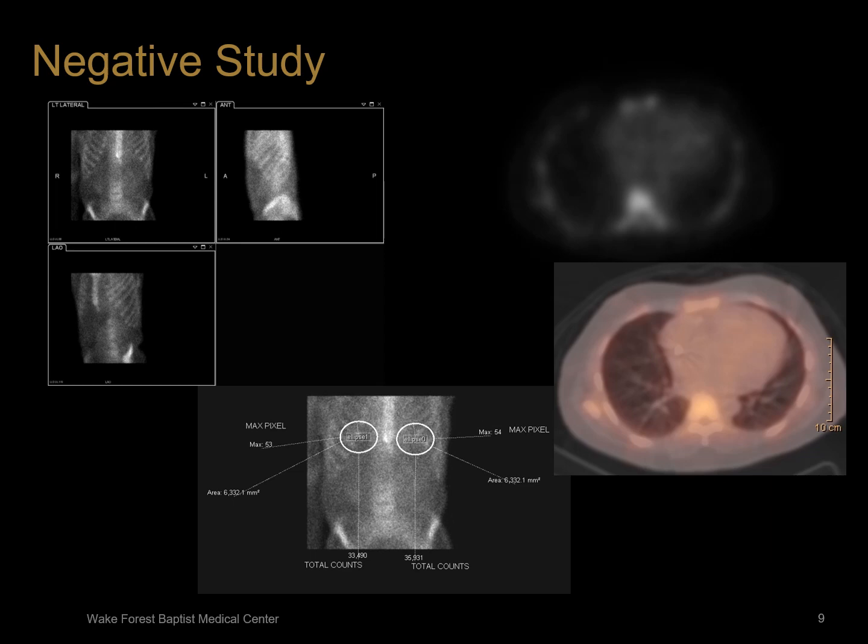Let's review first what a negative study looks like. On these images, you can see the ribs and the sternum with no uptake in the expected location of the heart on the anterior, the lateral, or the LAO images. On the SPECT and SPECT-CT, you can see that there is no uptake in the myocardium. You just have uptake in the blood pool, suggesting no myocardial uptake. And then on the region of interest analysis, you have two regions of interest showing a region over the expected location of the heart and over the contralateral chest.